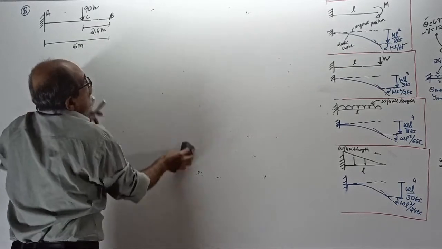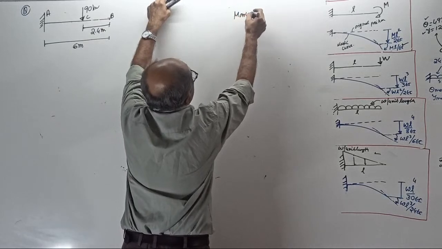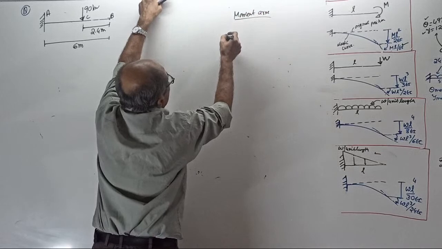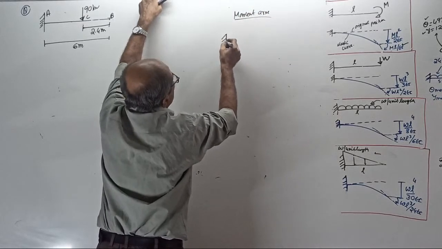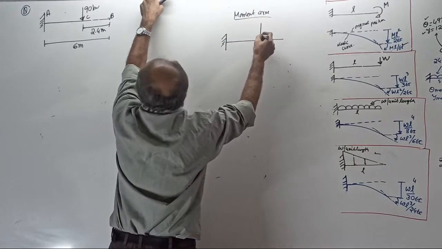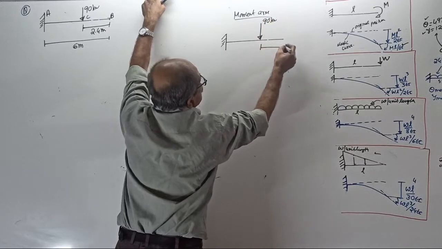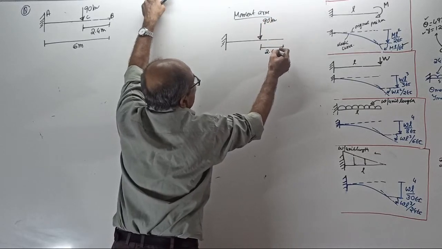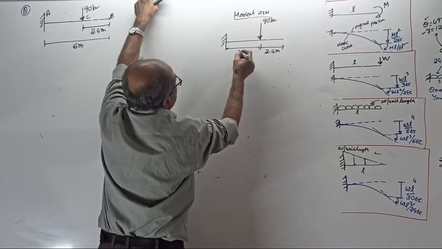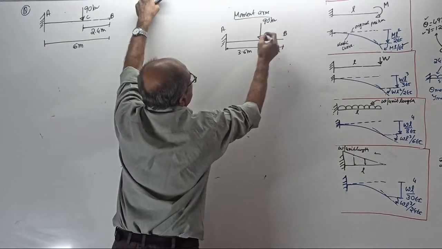Okay. Now, here I will do moment area. Why? I prefer moment area first. If you use moment area, it is so easy. See now. This is a beam. Point load is here. How much? 90 kilonewton. This distance is 2.4 meter. If that is 2.4 meter, total 6 meter, this will be 3.6 meter. This is A, this is B, this is C.